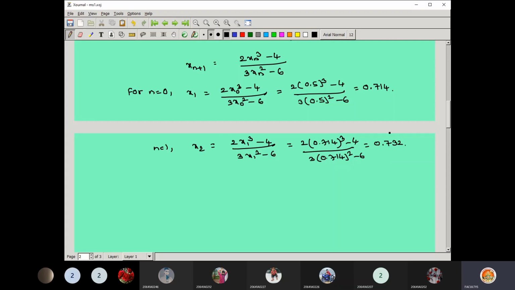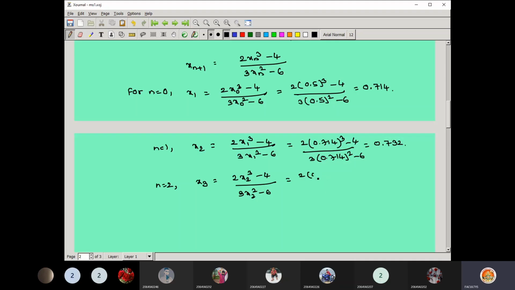You just look at the last two approximate roots. 0.714, 0.732. A little bit of difference is there between these two. Better you go for the next approximate root, n equal to 2. If I write n equal to 2, then you are getting x3, that is equal to, in the same formula you are substituting, 2 x2 cube minus 4 divided by 3 x2 square minus 6.